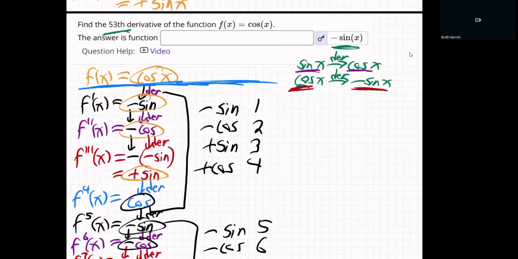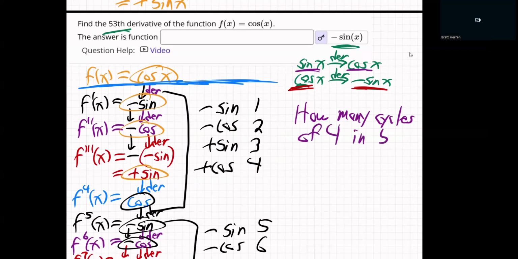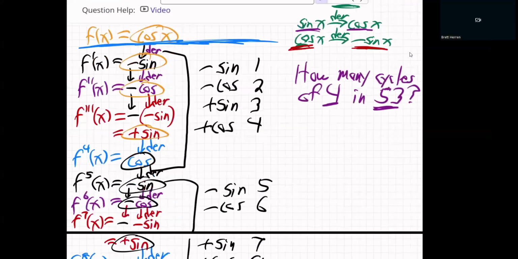So what if you're trying to get all the way out to the 53rd derivative? Well, basically, you're going to keep repeating this cycle of four. So how many cycles of four are in 53? Because that's what we're asking, right? We're going to go out to the 53rd derivative, and we know it's just going to go one, two, three, four, one, two, three, four. It's just going to keep doing that. So how many full cycles of four?